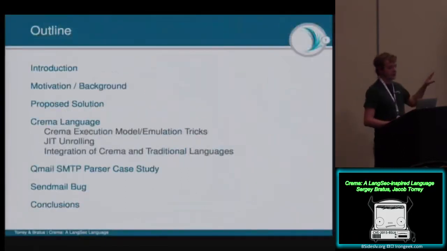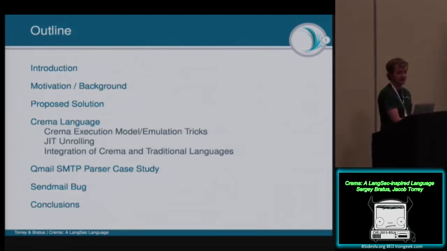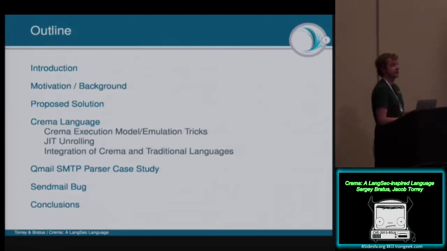So we're going to go through the problems and the LangSec theory about what those problems stem from, and how to propose a solution. We're going to talk about Crema specifically, which is one piece of that solution, and then talk about some of the results we found in the paper that's actually out in the IEEE Security and Privacy journal, and then some other interesting stuff before we wrap up.